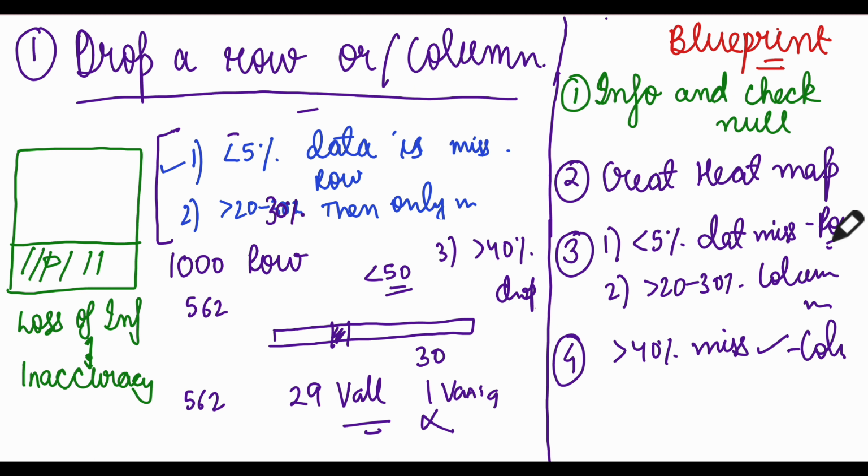Is there any decision boundary to drop a row or column? Yes, you can create one, but there is nothing universal right now that we have to go with. Sometimes you have to be business oriented as well. That totally depends upon yourself.